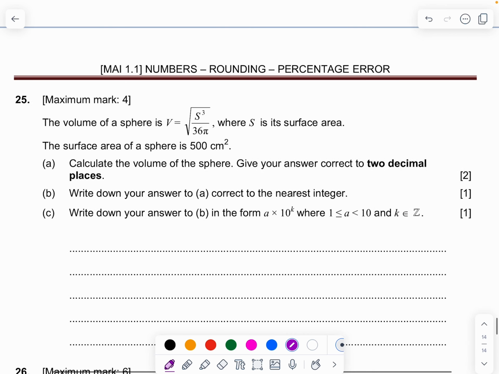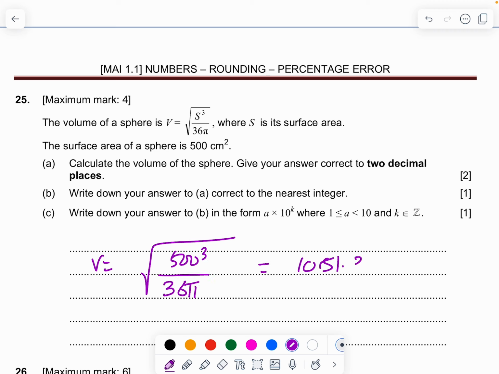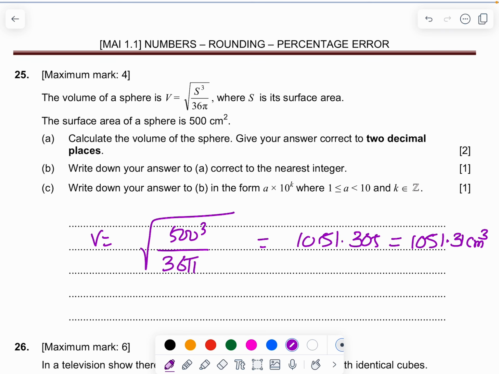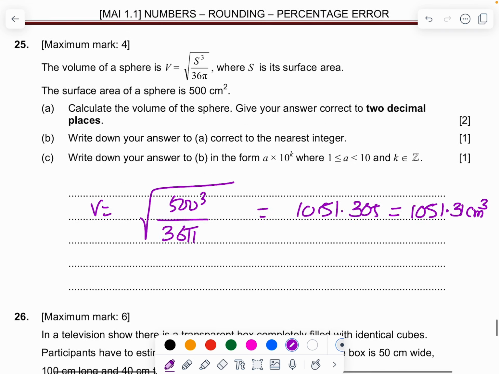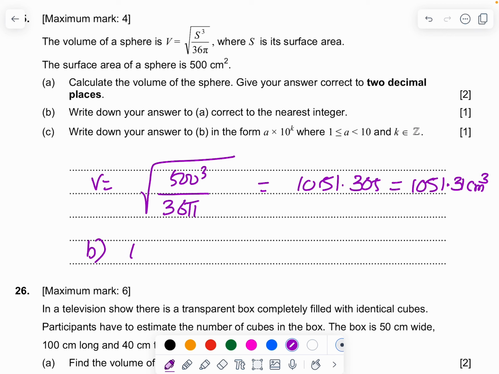Question number 25. Calculate the volume of the sphere. So square root of 500 cube divided by 36 pi, which is 1051.305. So which is 1051.31 centimeter cube. Write down the answer A to the nearest integer. Nearest integer is 1051. Then write down your answer part B in standard form, 1.051 times 10 power 3.